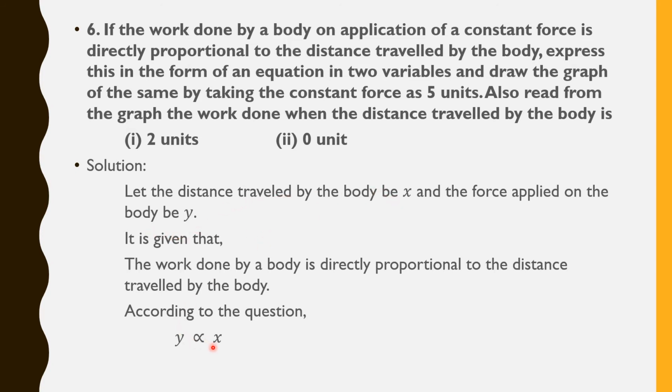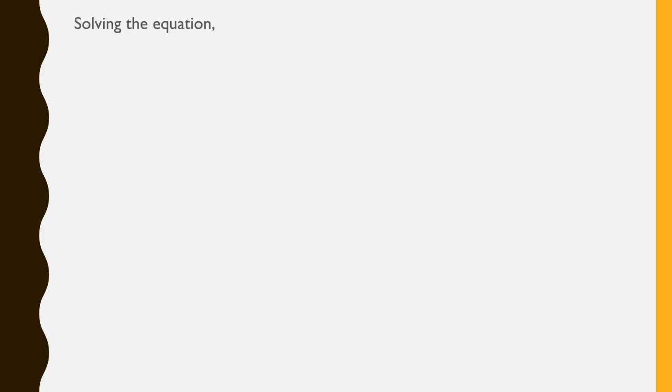Here you can see that we have taken the force applied on the body as y and the distance traveled by the body as x. So, y is proportional to x. Now, y equals 5x, as we are given to convert it into an equation by substituting the constant term as 5. So, y equals 5x. Now, solving the equation, we are given two conditions to put the value of x as 2 and 0. So, the first is when x equals 2 units, I will get y equals 5 into 2, which is 10. Therefore, our first coordinate is (2, 10).